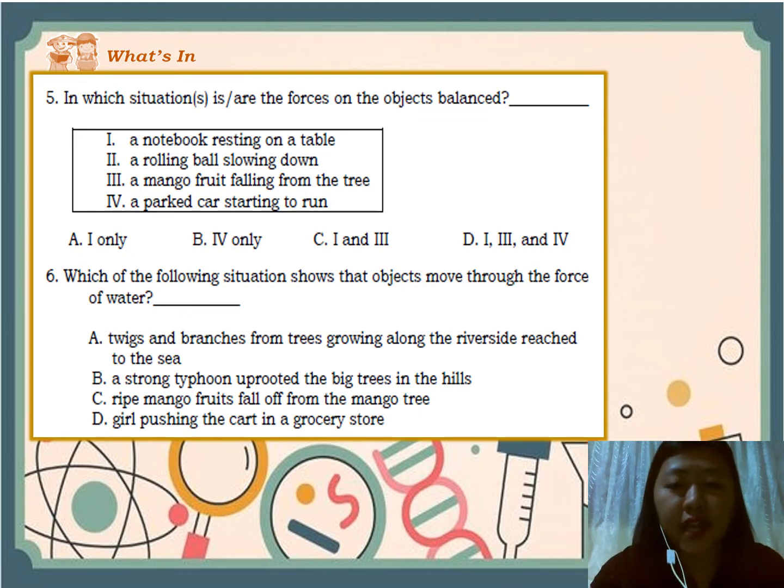All right, the correct answer is letter A. Twigs and branches from trees growing along the riverside reach to the sea. So it is the force of the water that causes the twigs and branches to reach the sea.